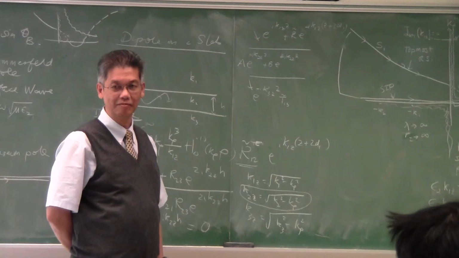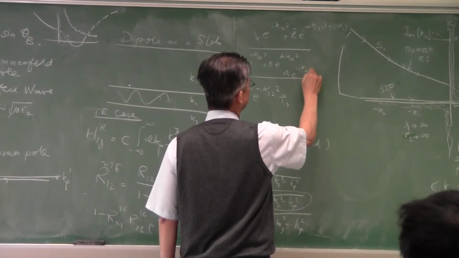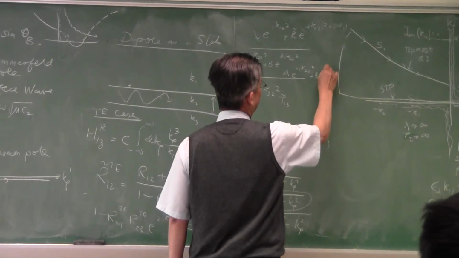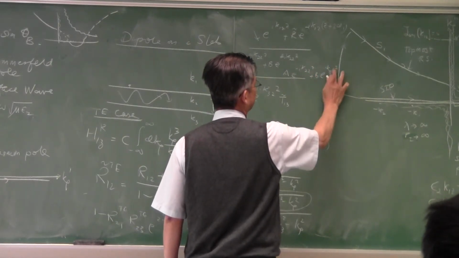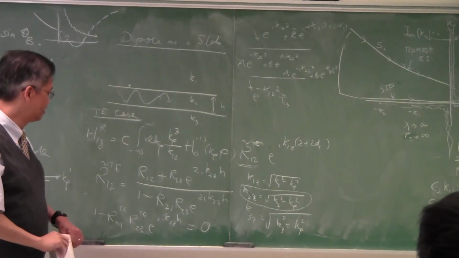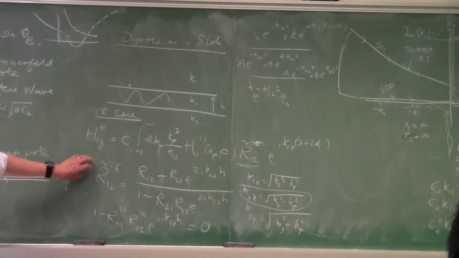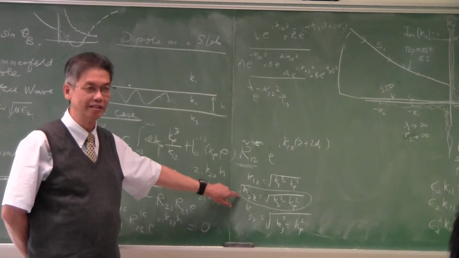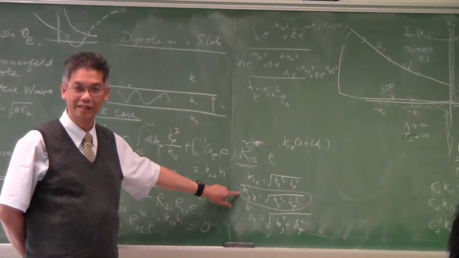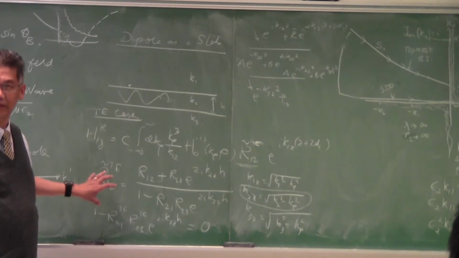Student 2 also did the same. So student 2 just said e to the minus i K2z z plus b e to the i K2z z. And so he's going to get the same reflection coefficient R tilde. So what does this exercise point to you? It points to the fact that this R tilde is not going to be dependent on the sign of K2z. It doesn't matter what sign I pick for K2z. I get the same answer.